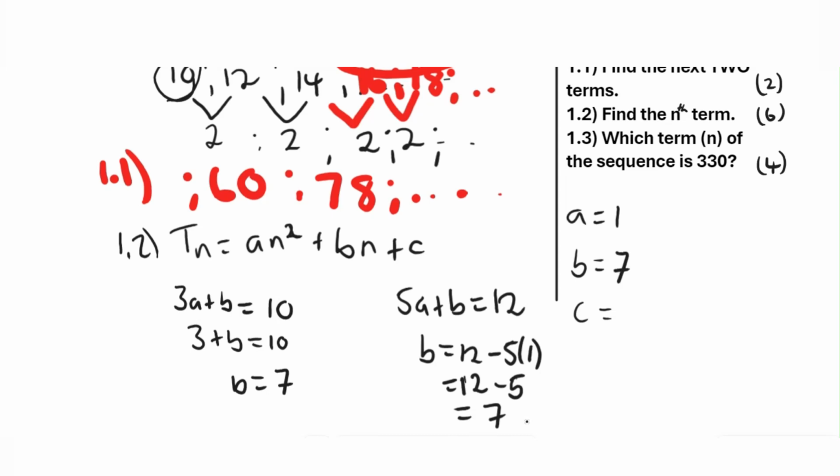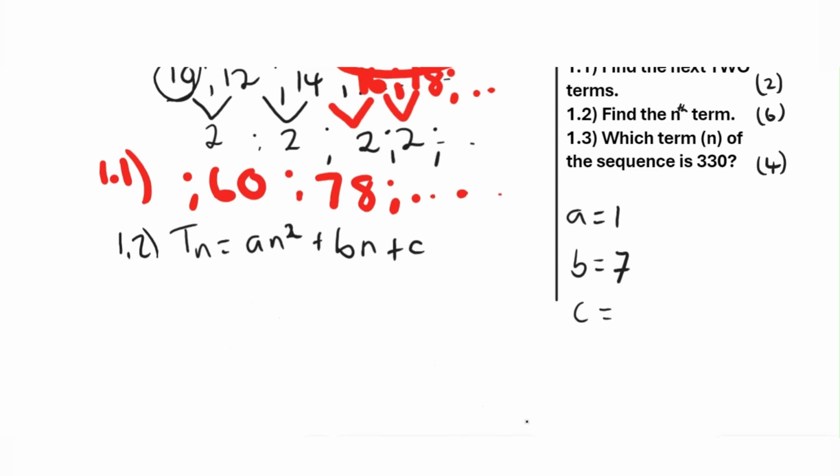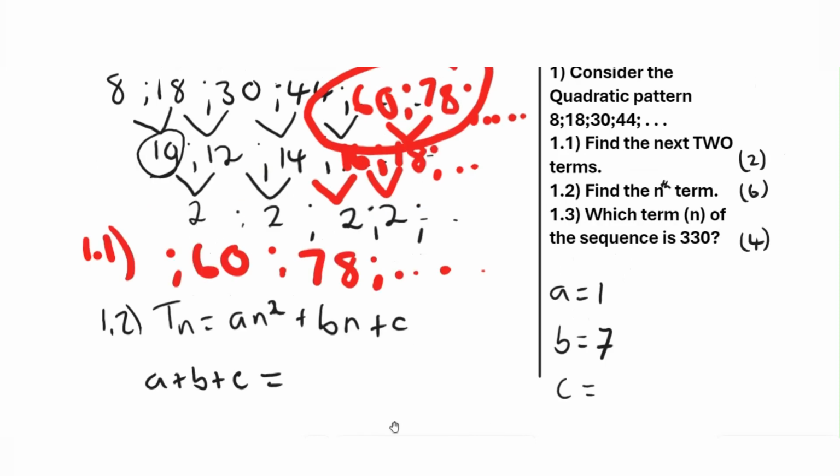Okay, now let's look for our c. How we get our c is we're going to say a plus b plus c is equal to the first term of the quadratic pattern, that is 8. So we just write 8 there. Or you can say 4a plus 2b plus c is 18. We'll get the very same answer as well.